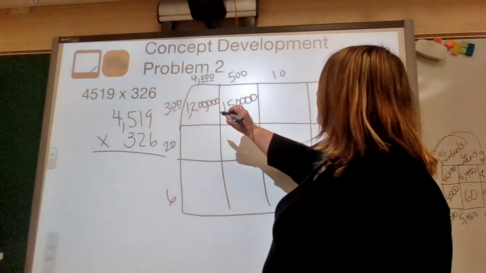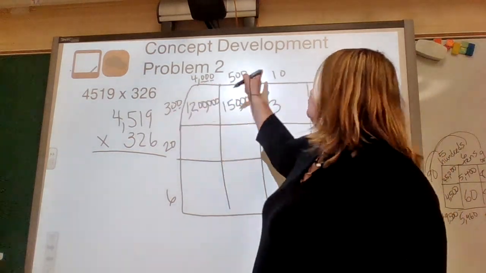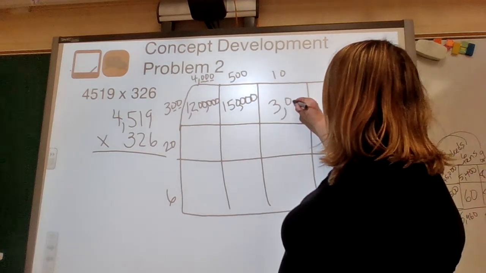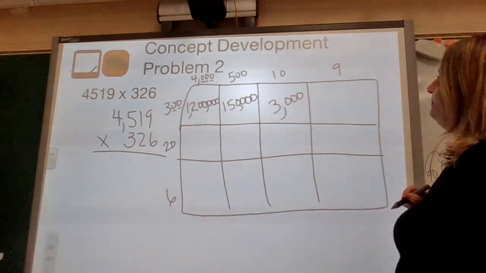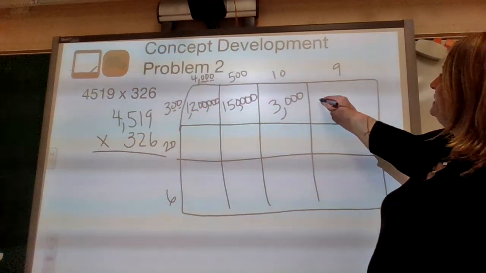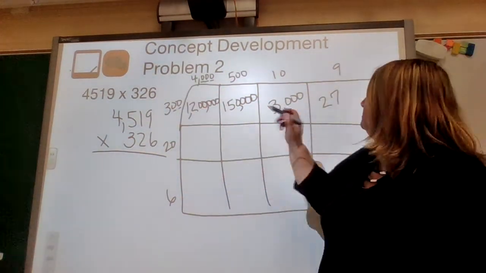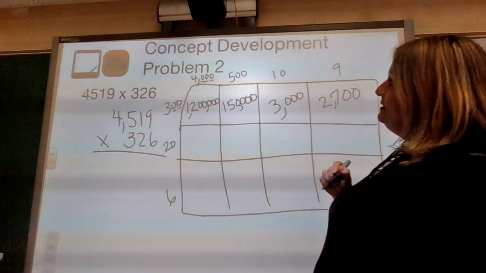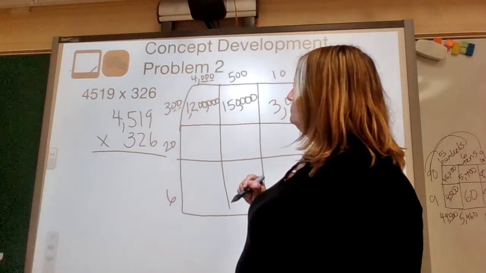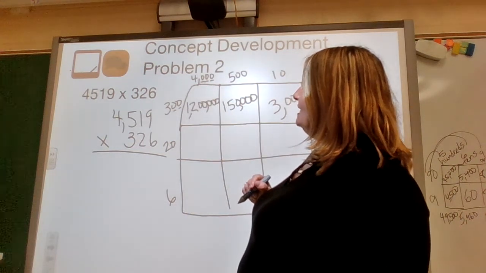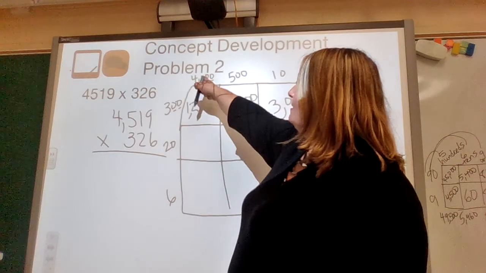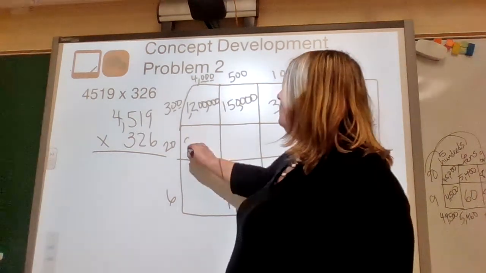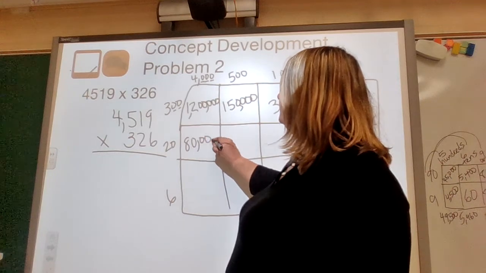Now I have 3 times 1 is 3, and 100 times 10, you should know that's 1,000. So I'm going to have 3,000 here. 9 times 3 is 27, and I have 100, so it's just going to be 2 zeros there. Then I have 20 times 4,000. 4 times 2 is 8, and I know that 10 times 1,000, that's going to be 10,000. So I'm going to have 80,000.